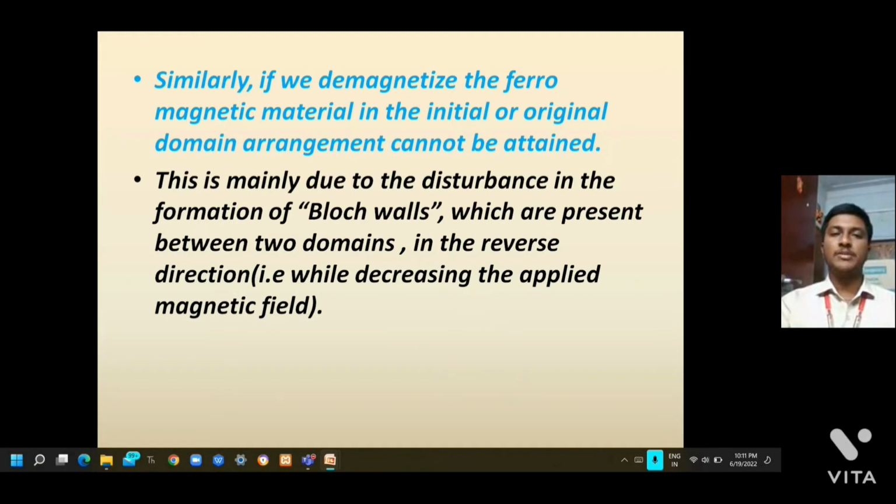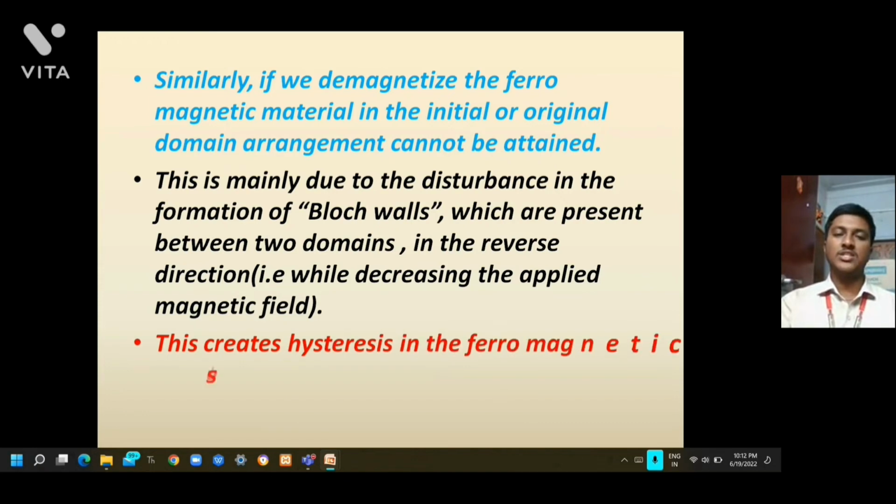This is mainly due to the disturbance in the formation of block walls, which we can read as block walls also. So the original domain arrangement is not observed because of the formation of block walls, which are present between two domains. Between domain to domain, we have already seen that is domain wall. So block walls will be formed between two domains in the reverse direction, that is, while decreasing the applied magnetic field. When we are decreasing the magnetic field, the block walls will be formed. This creates hysteresis in the ferromagnetic substances.